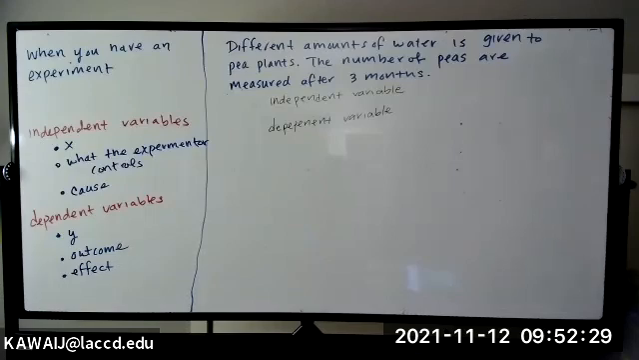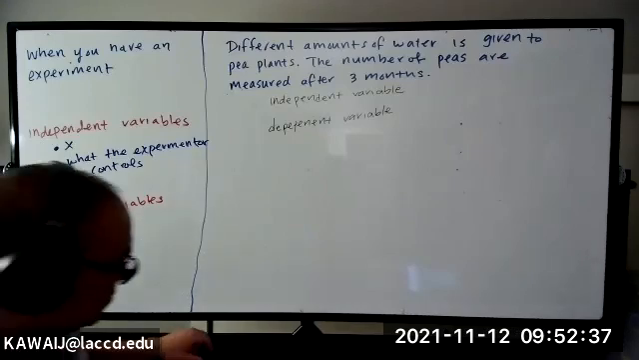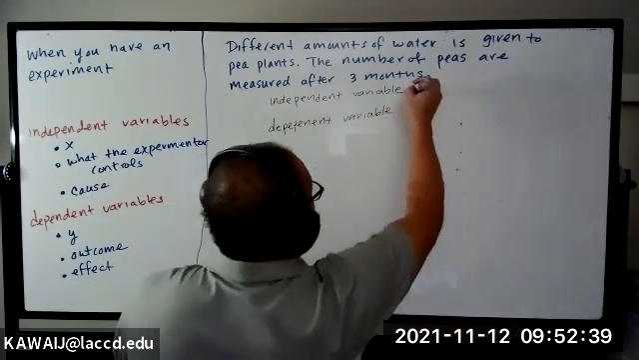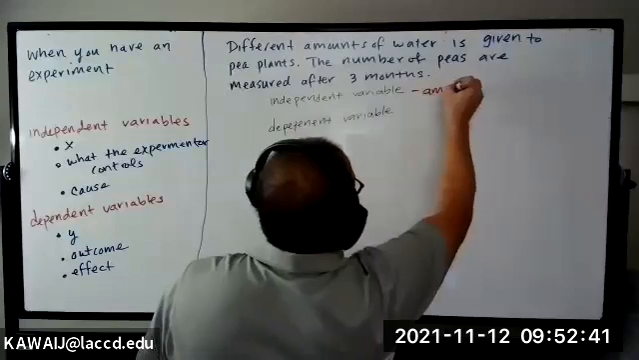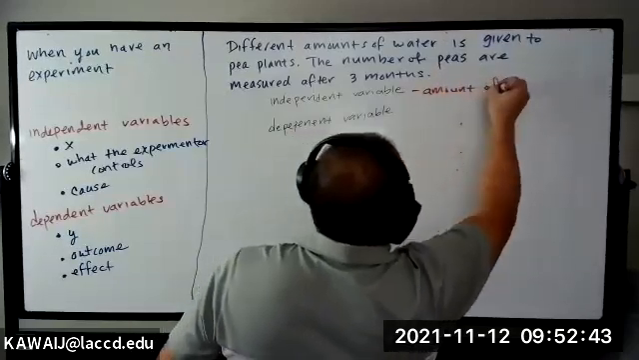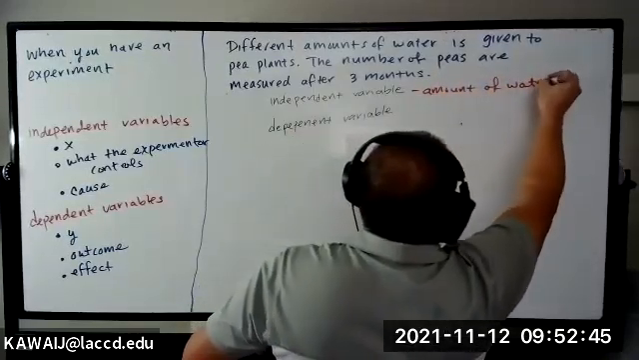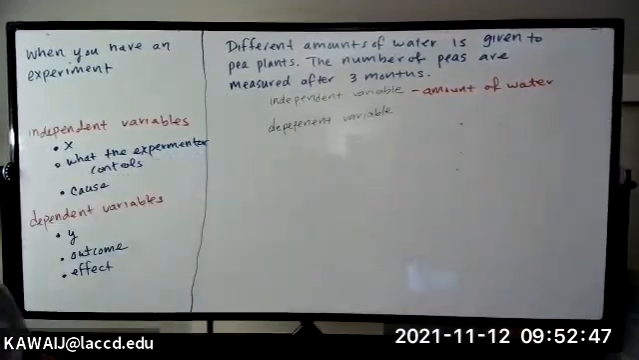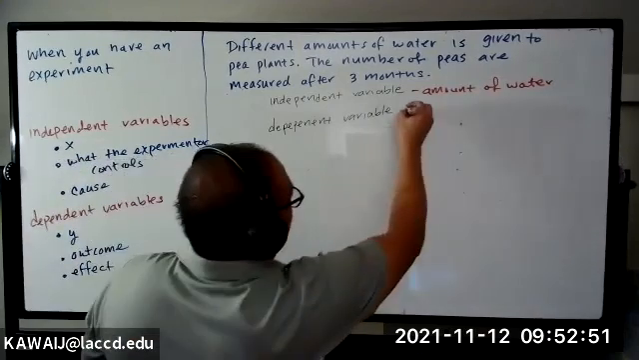So when we look at this and we go, what is the experimenter controlling? He's controlling the amount of water. What are we measuring at the end of the experiment? Number of peas.